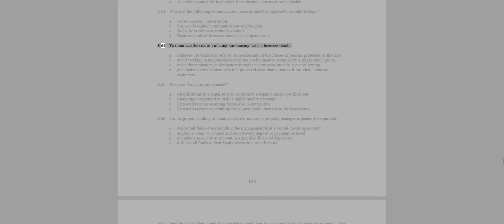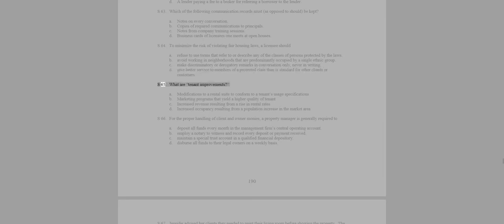S64. To minimize the risk of violating fair housing laws, a licensee should A. Refuse to use terms that refer to or describe any of the classes of persons protected by the laws. B. Avoid working in neighborhoods that are predominantly occupied by a single ethnic group. C. Make discriminatory or derogatory remarks in conversation only, never in writing. D. Give better service to members of a protected class than is standard for other clients or customers.